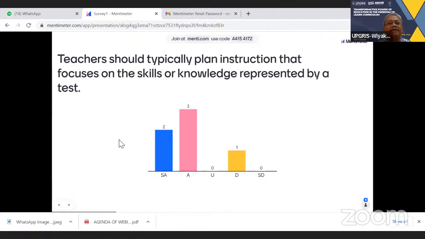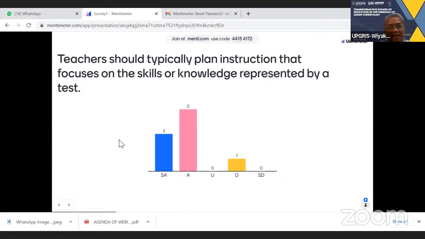Yeah, that's right. When you said that you agree or strongly agree with this statement, it means that this is how assessment must be done in the classroom. So do not teach students with the test items, but teach students with the competencies represented in the skills and knowledge. All right.